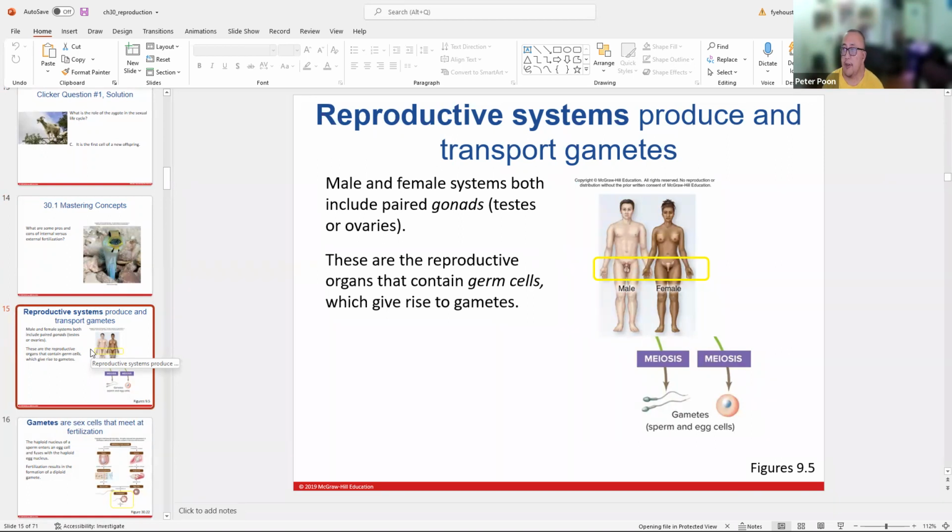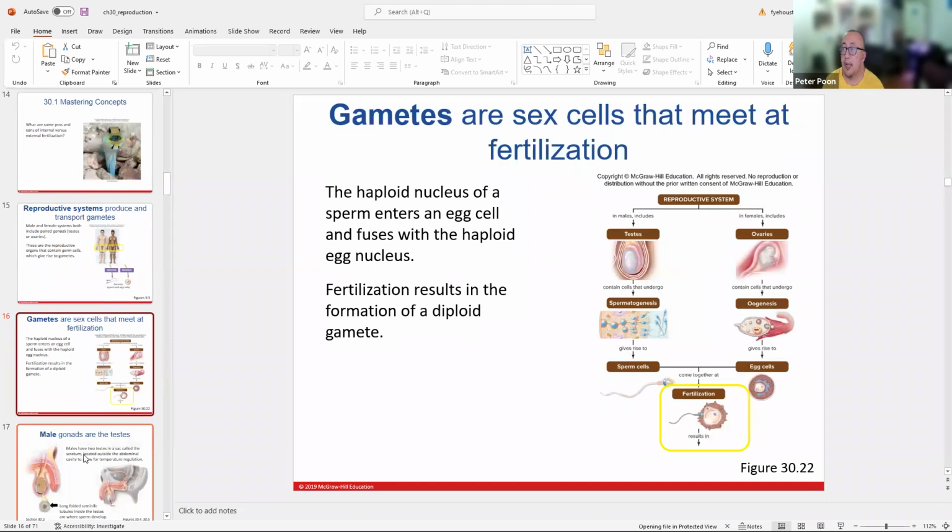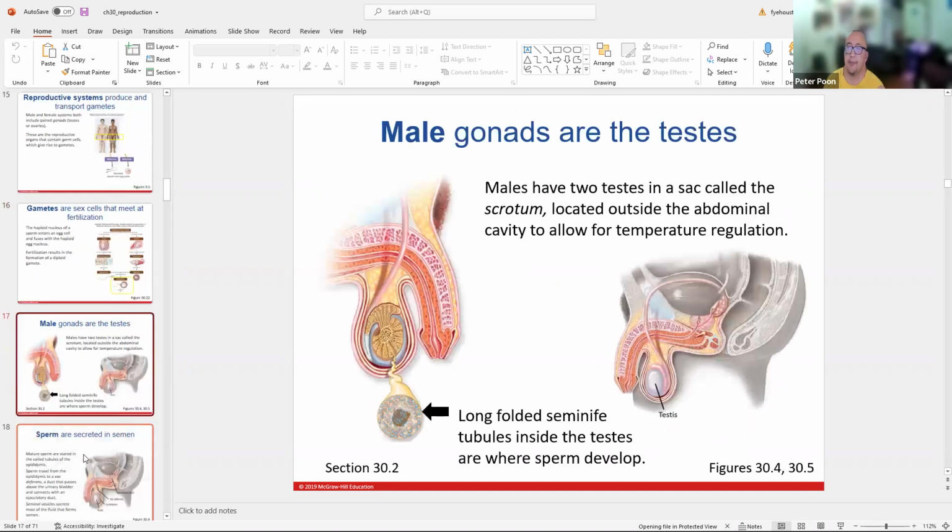Reproductive systems produce and transport gametes. Gametes are sex cells that meet at fertilization, so sperm and eggs. Males have two testes in a sac called a scrotum, in humans anyway. Inside the scrotal sac are the testes. The scrotum allows the testes to be slightly less than body temperature, which allows the sperm to develop better.